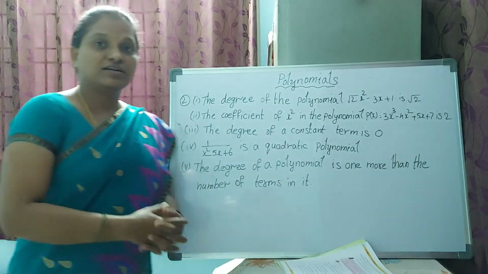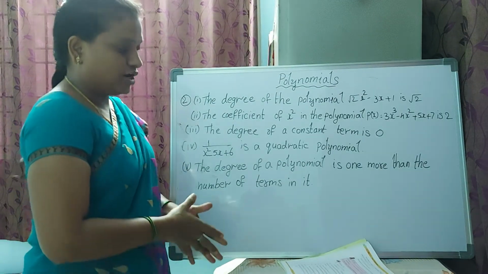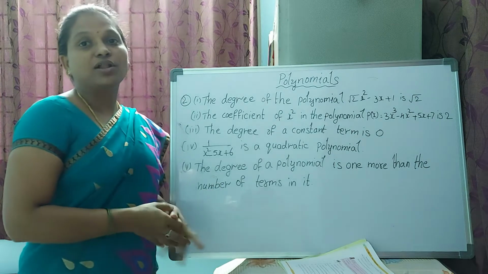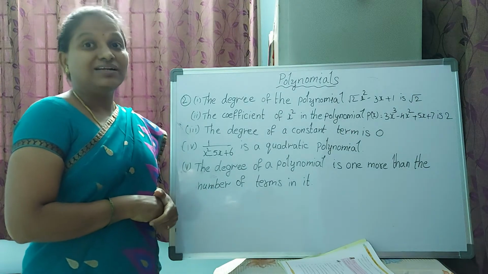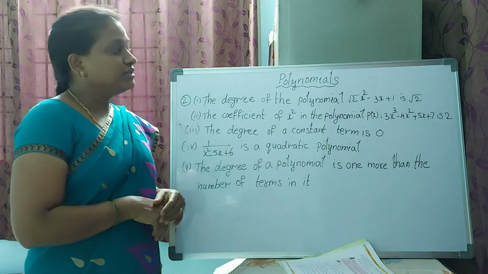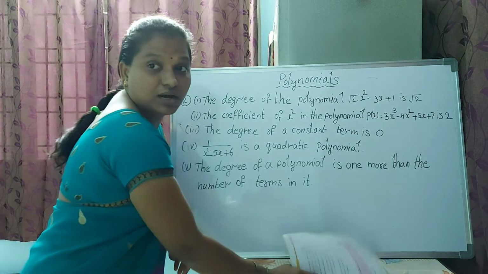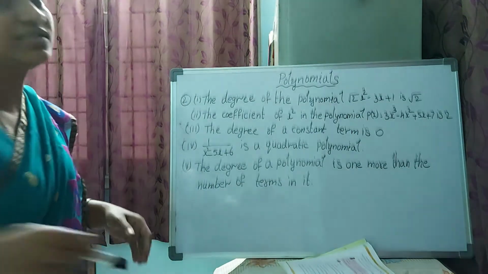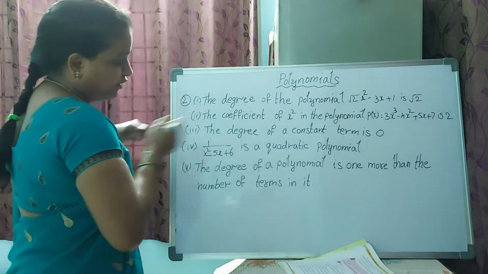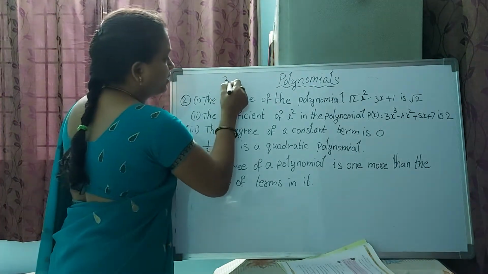Good evening, children. Yesterday we saw about polynomials, the value of a polynomial, the zero of a polynomial, and the degree of a polynomial. Today we'll see the exercise. About that one, we'll see one exercise. This is Exercise 3.1.